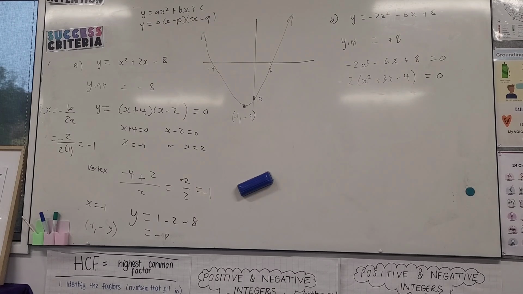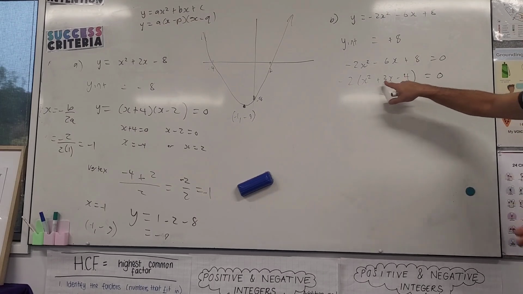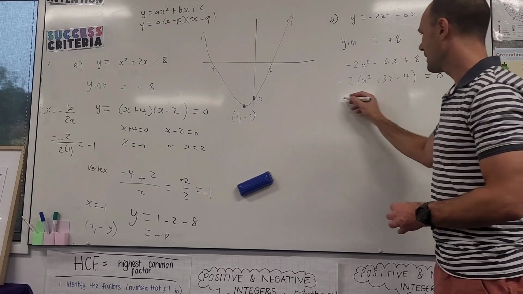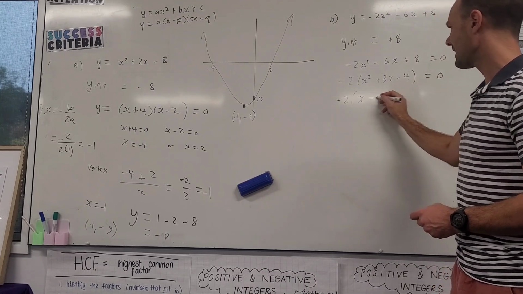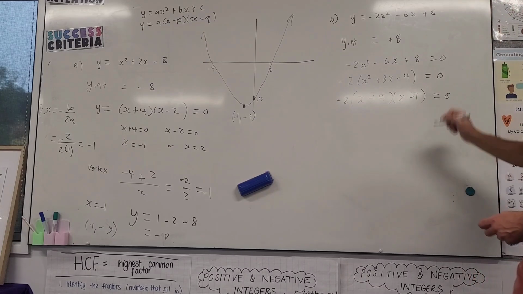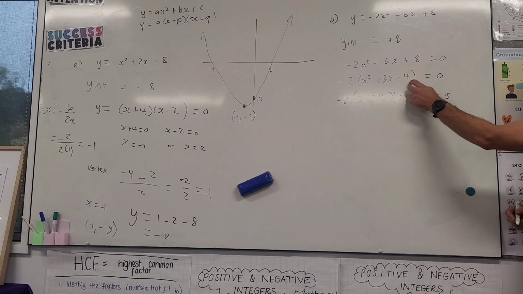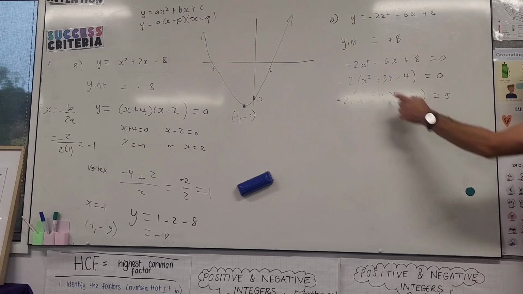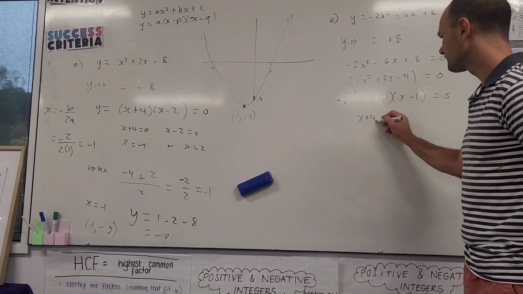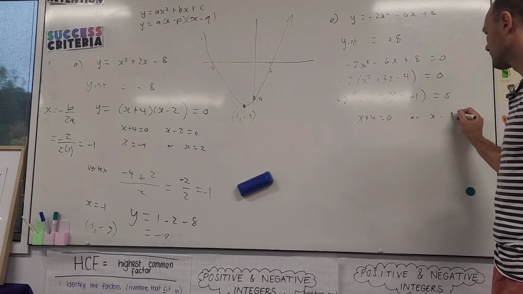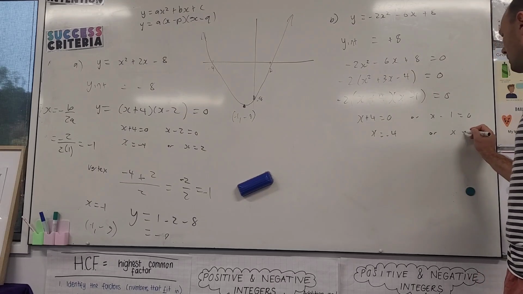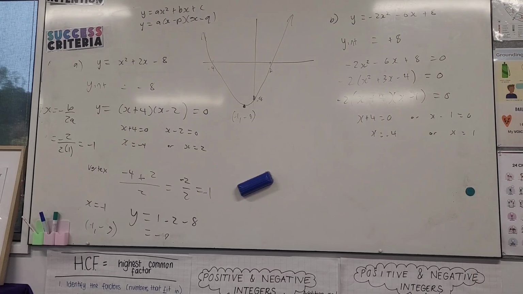Okay, so we're going to factorize this quadratic. We're looking for two numbers that multiply together to give us minus 4, add together to give us positive 3. That minus 2 is going to hang out. We're going to have x plus 4 and x take 1. 4 times minus 1 is minus 4. 4 plus minus 1 is positive 3. So we've factorized it. Let's apply the null factor law. So we have x is negative 4 or x is positive 1.